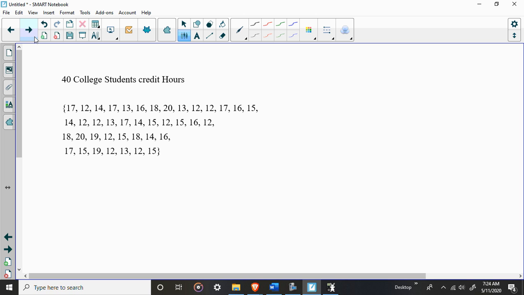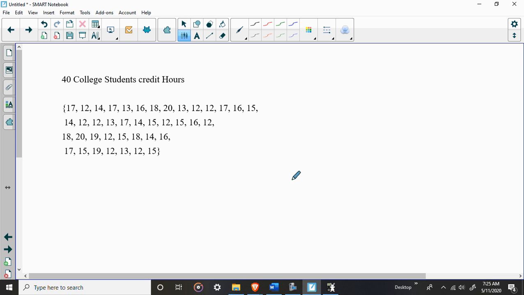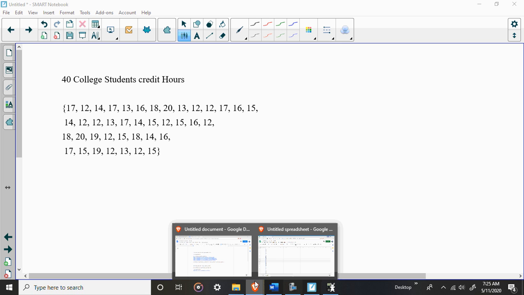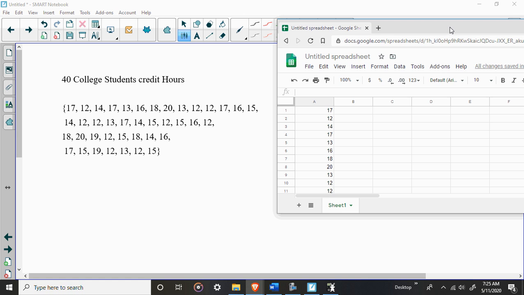What if I gave you these numbers, which are 40 students that took credits at a college and how many credits they took. You don't want to sit here and do this. This was bad enough with 20 numbers. Now we may want to do it with 40 numbers. I don't think so. So the best thing you can do is input your data into a spreadsheet. We will talk about this.